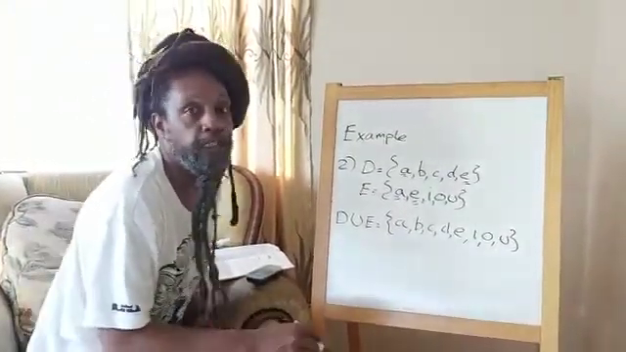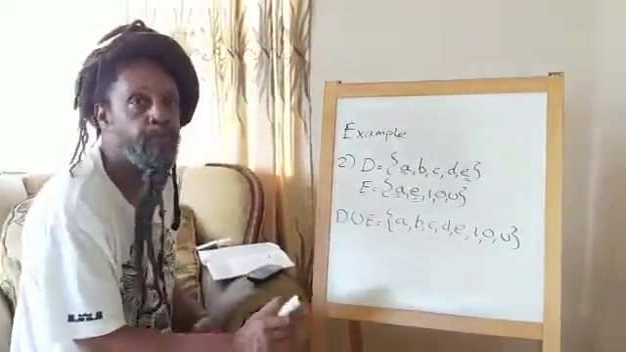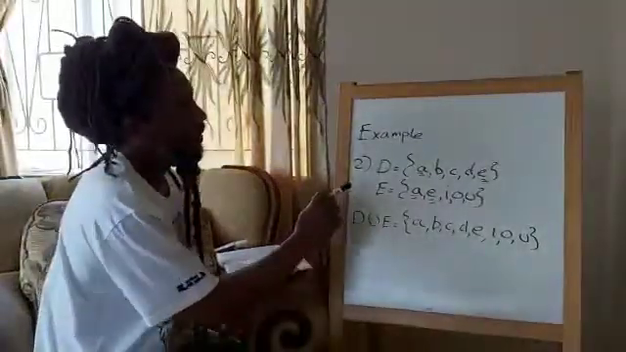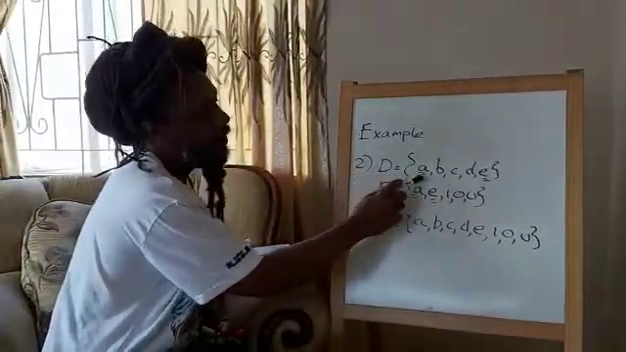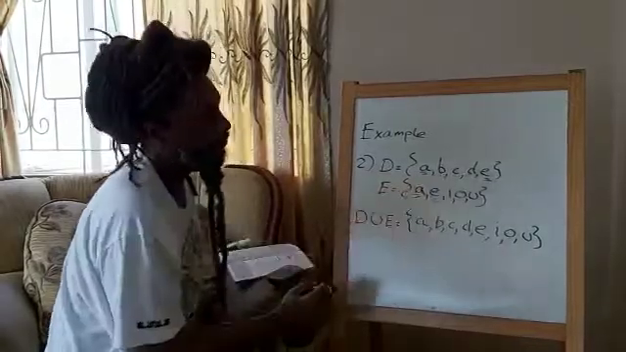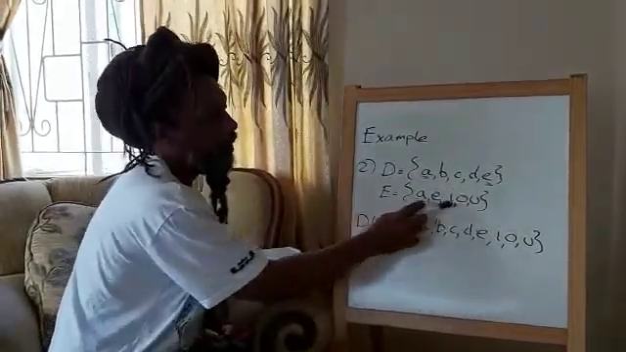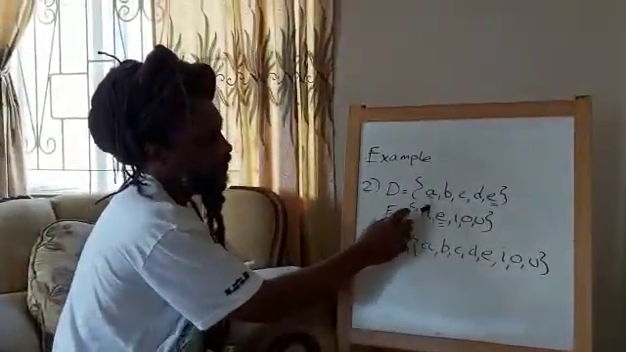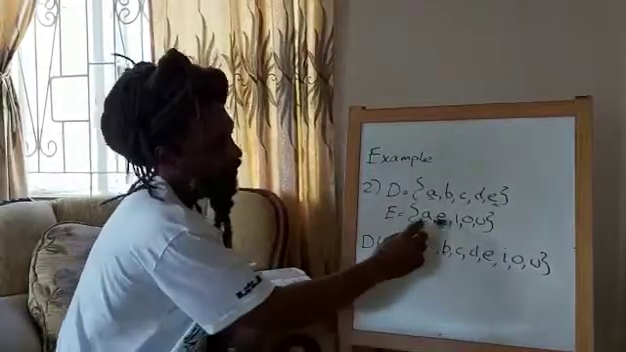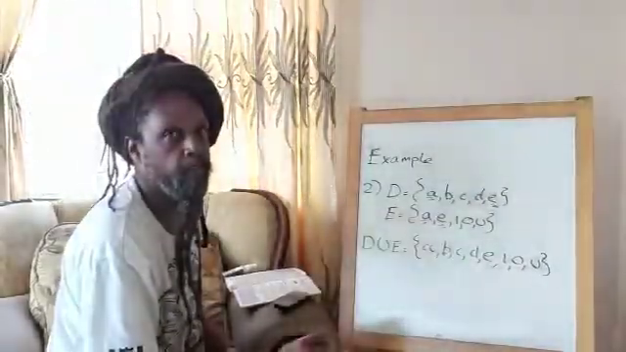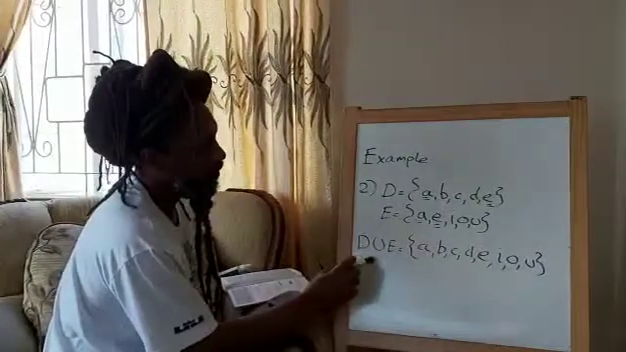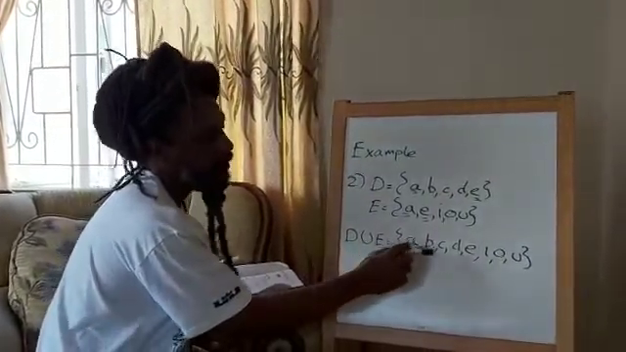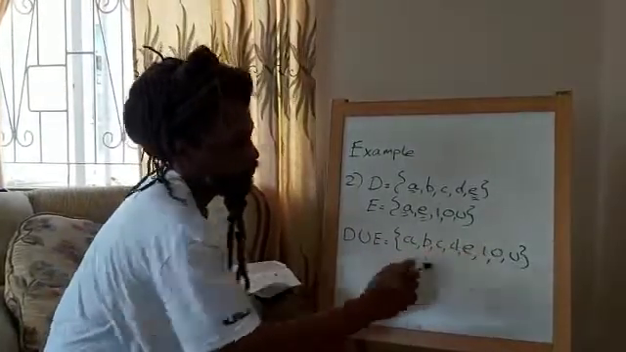Alright, so you have your first example. Now you have example 2, and pay attention, especially you, Leo. Set D is equal to A, B, C, D, E. Set E is equal to A, E, I, O, U. Notice that A occurs in both sets and E occurs in both sets. D union E would be equal to A, B, C, D, E, I, O, U.